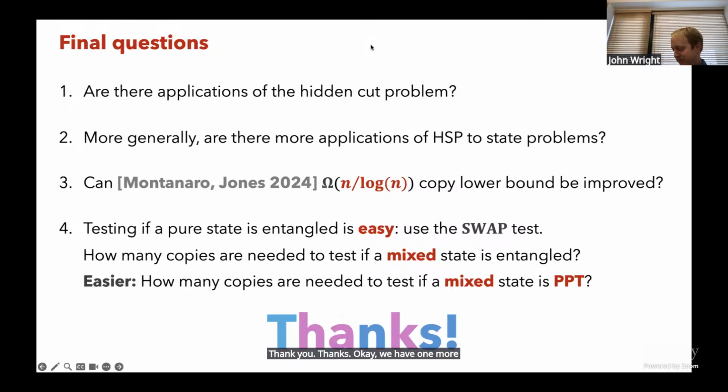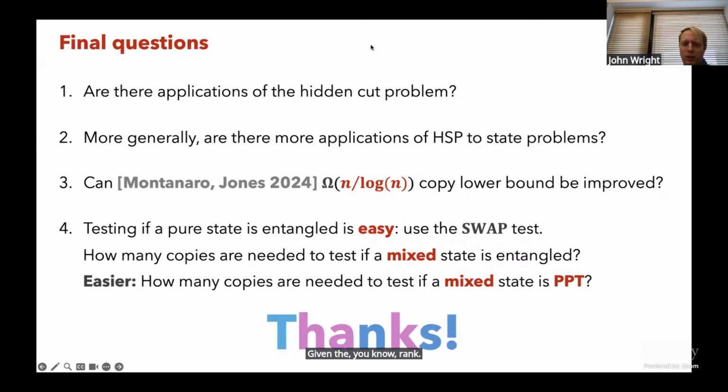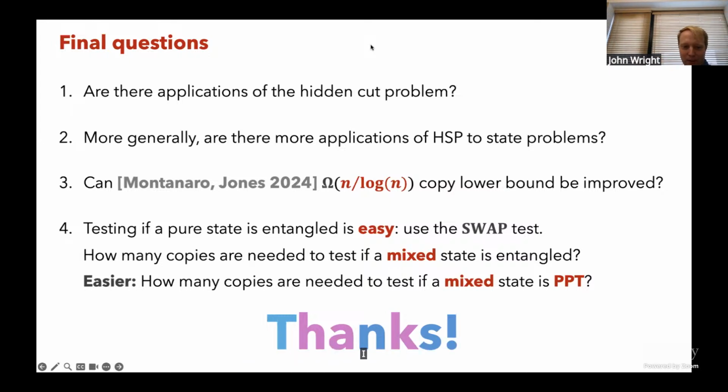Whether there are also no known efficient algorithms for testing matrix product states, given the rank. Oh, yeah. I guess it depends: is this a matrix product state where I know the ordering of the qubits, or if someone takes the matrix product state, scrambles the qubits up and gives me that? I guess the question doesn't specify it, but maybe we fix the ordering. Well, if I fix the ordering, then yes, I can do it. But if you don't fix the ordering, then maybe not.